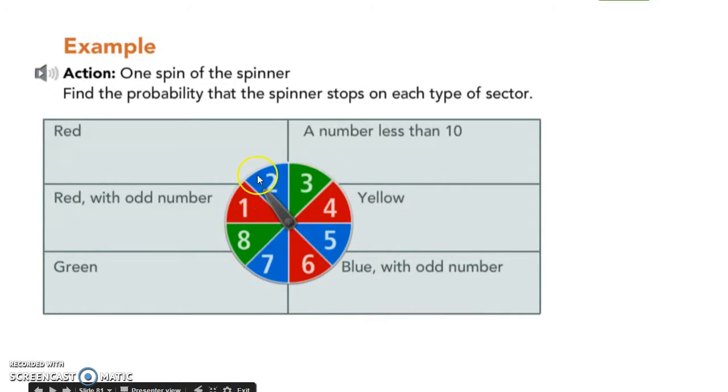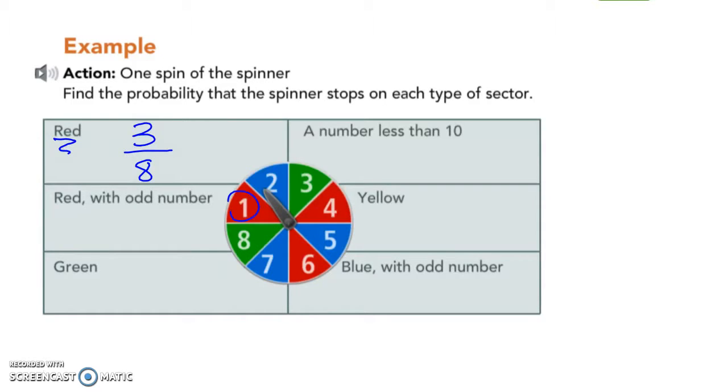Just based on looking at the spinner, we don't have any data of spinning it 100 times or whatever. We're just looking at what is on the spinner. We can find the probability, and this is the theoretical probability. How many sections are red? There are 3 out of 8. So our theoretical probability, 3 out of 8.